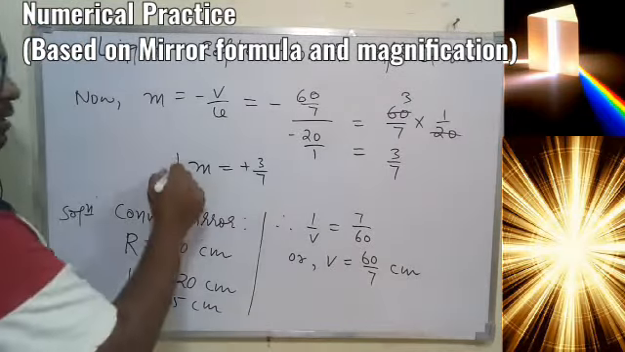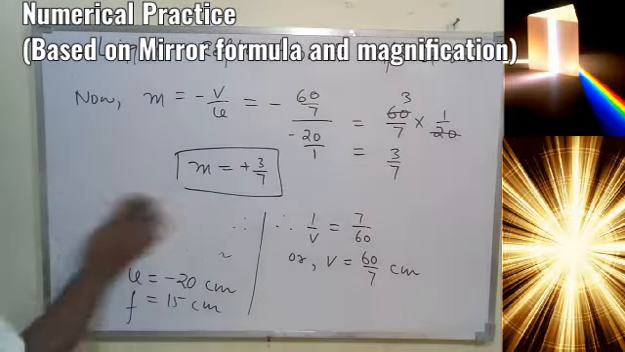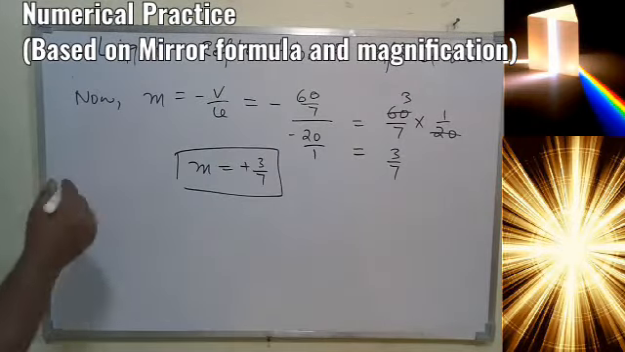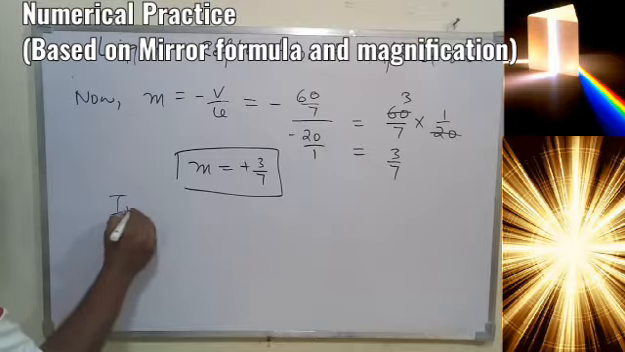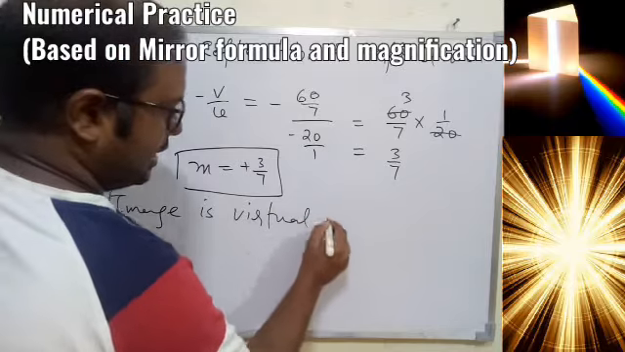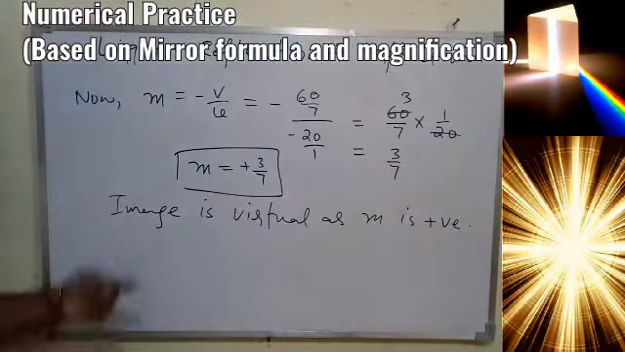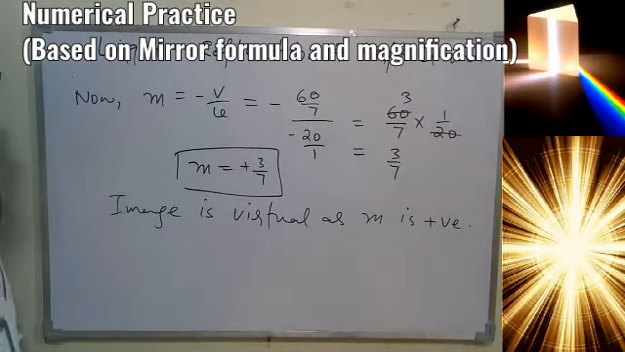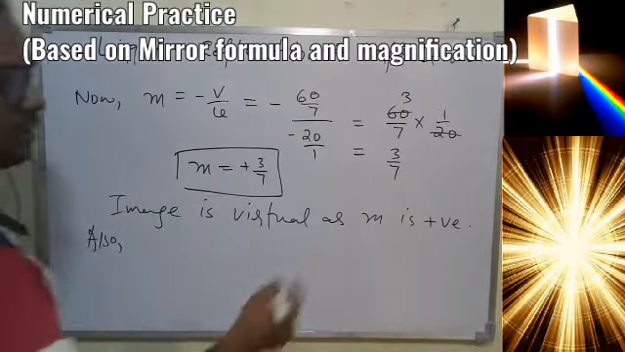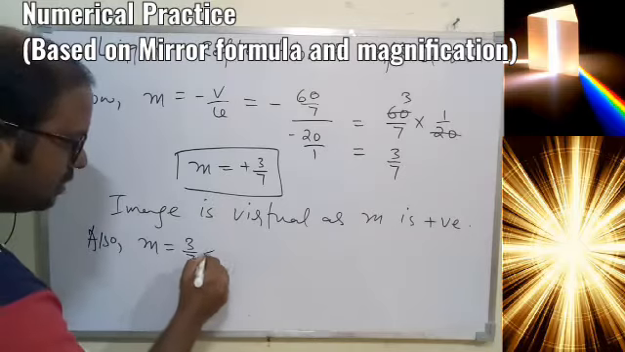So we are getting positive magnification, which simply means that the image is real. Sorry, virtual. So the image is virtual, that we understood, as m is positive. Since magnification is positive, image must be virtual. Also, 3 upon 7 is less than 1.